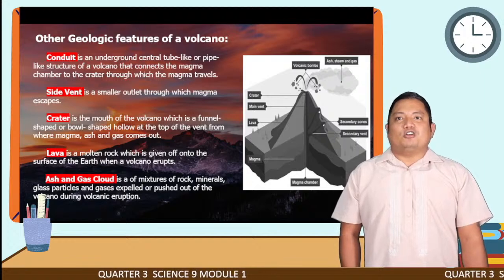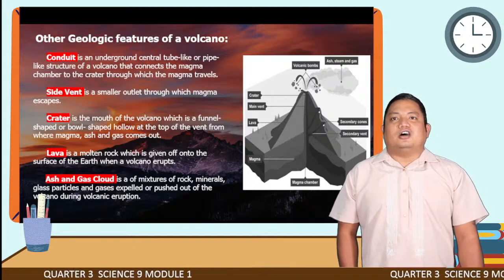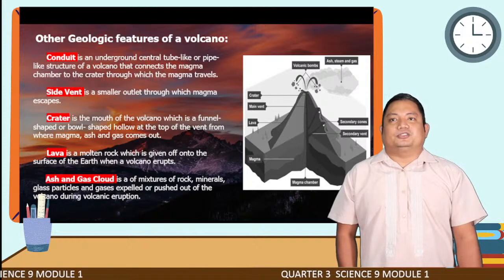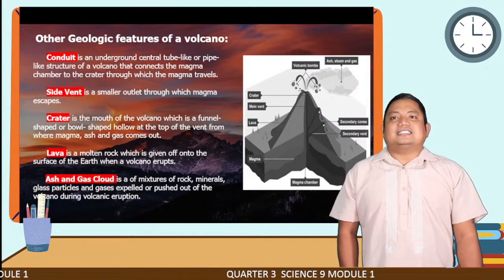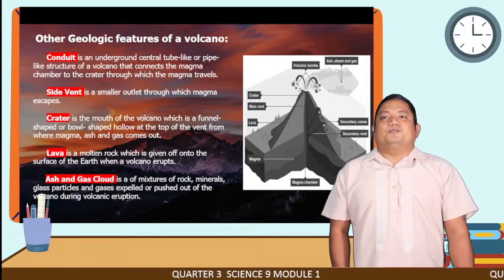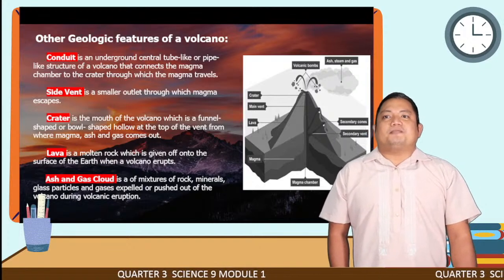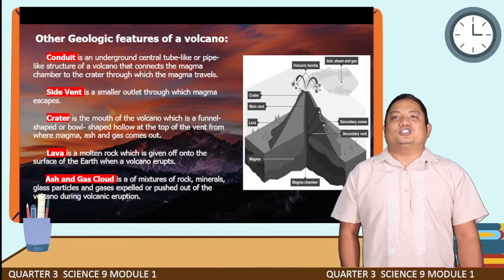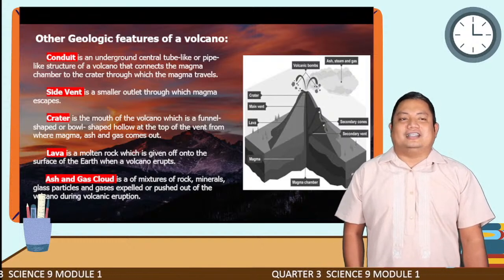Lava is molten rock which is given off onto the surface of the earth when a volcano erupts. Ash and gas clouds is a mixture of rock minerals, glass particles, and gases expelled or pushed out of the volcano during the volcanic eruption.